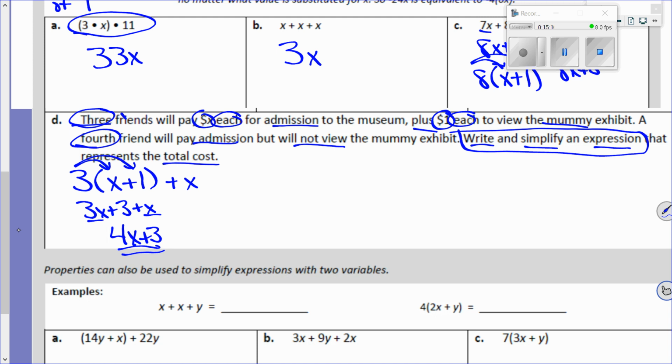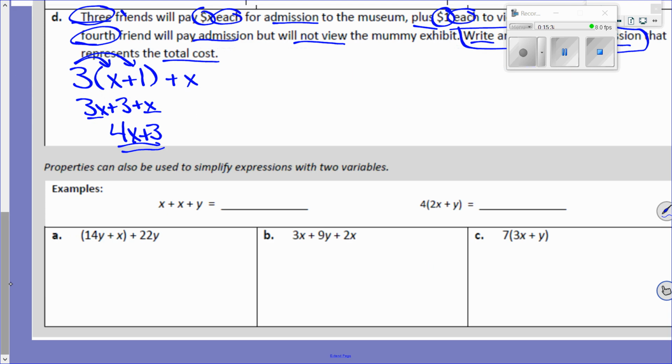Think about our combos yesterday. You have admission and you have the mummy exhibit, right? 3 people are doing this. He wrote it as 3 people are buying this combo. Remember? And then 1 person is only doing this part, so it's plus that part. That's basically what he just wrote on the board. Make sense? Well done, Miss McShann.